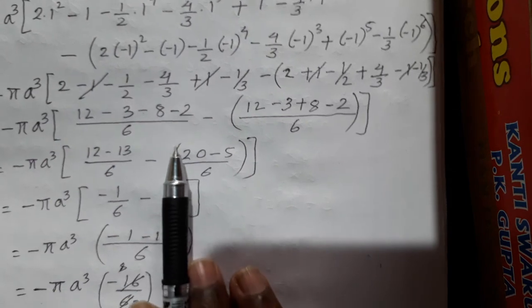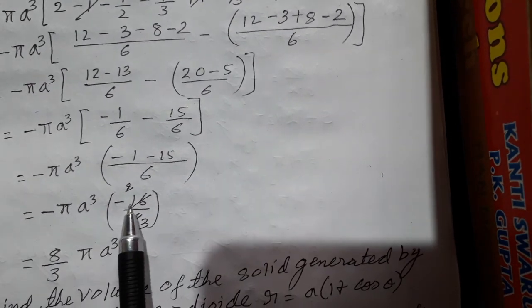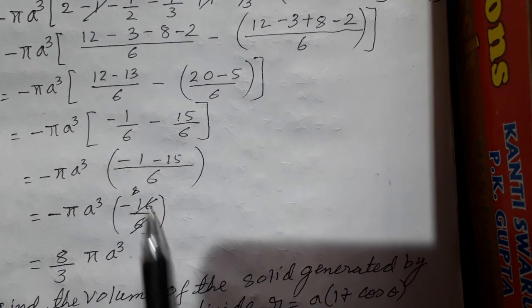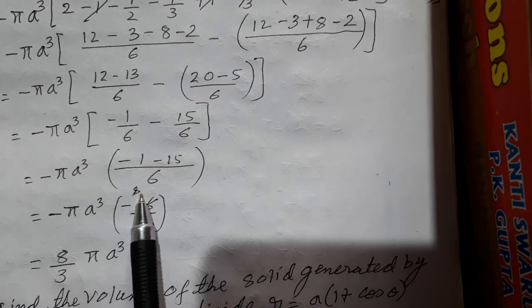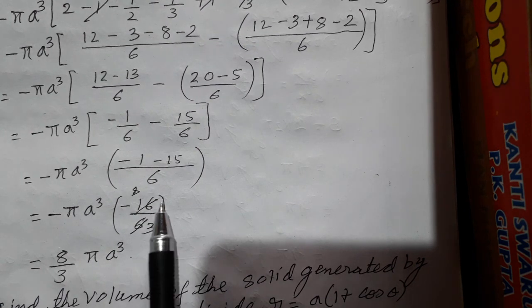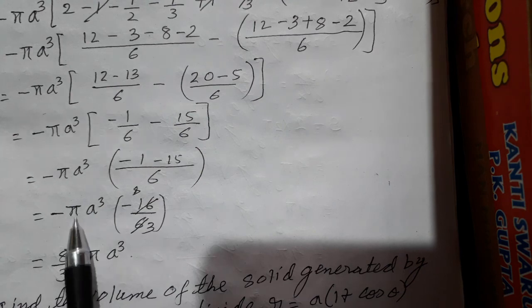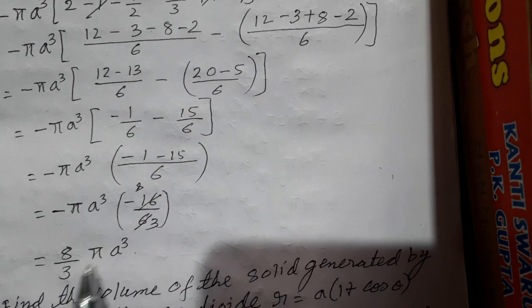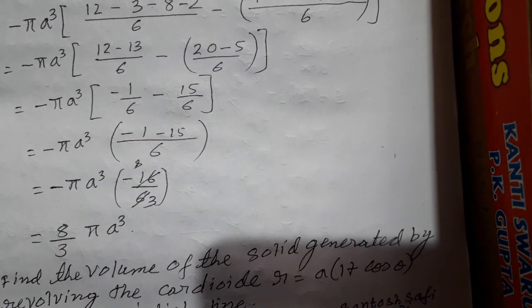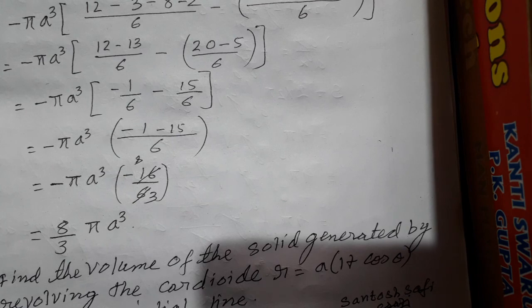After that, you simplify this and you get minus 16 by 6. You cancel 2 by 2, and we get minus 8 by 3. So minus minus gives plus, and we get 8 by 3 pi a cubed. So that is the volume of revolution of the cardioid r equal to a(1 minus cos theta).